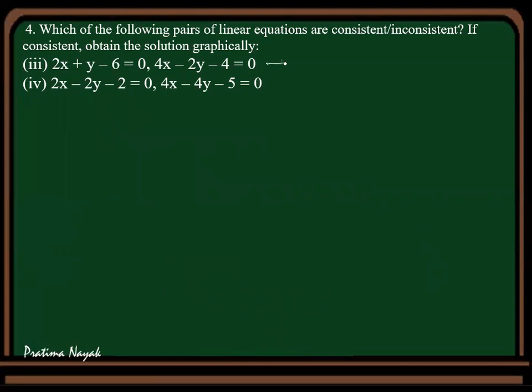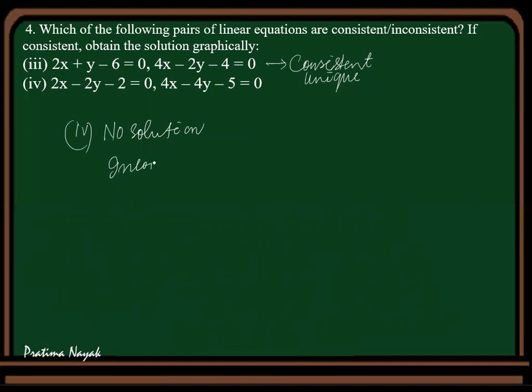So the first is consistent because we got a unique solution. And for the second we got no solution. The fourth one has no solution, so it is inconsistent. And you can draw the graph.